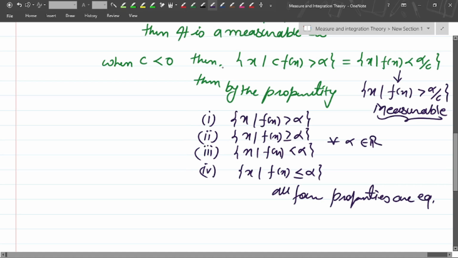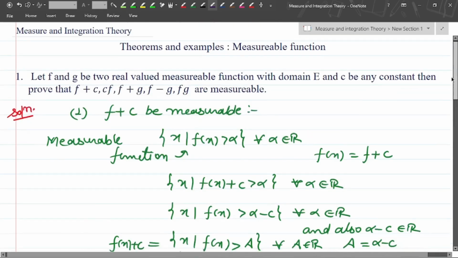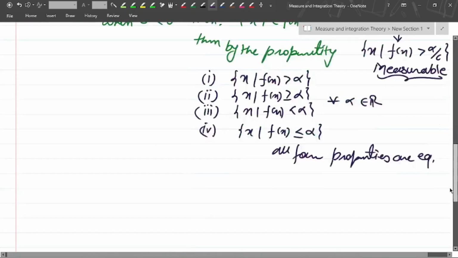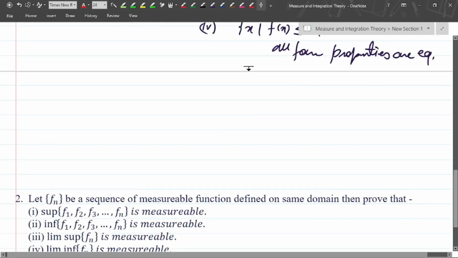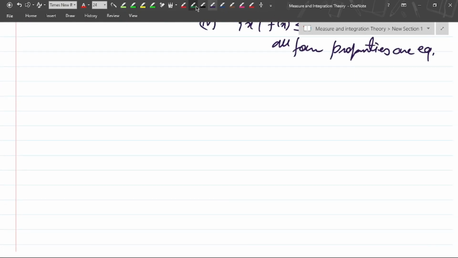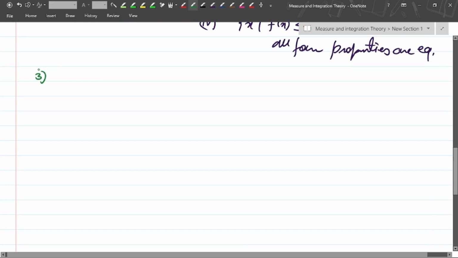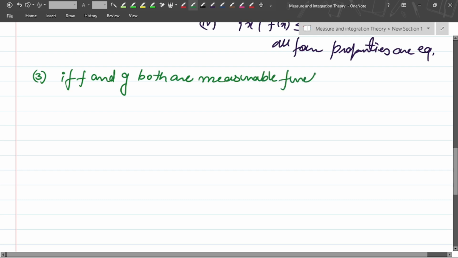Okay, next. The next one is f plus g. If both of these are measurable functions, then we'll just add them. So if f and g are both measurable functions, then we can write what?